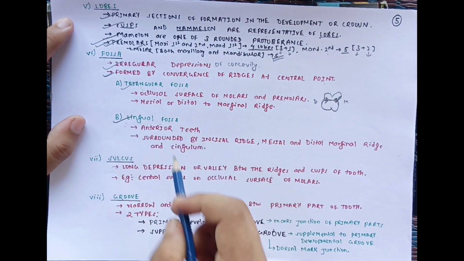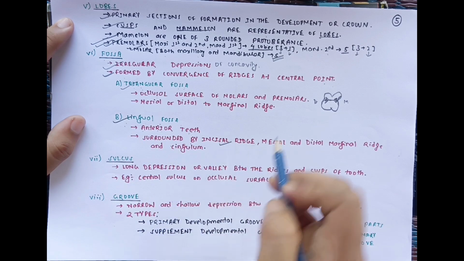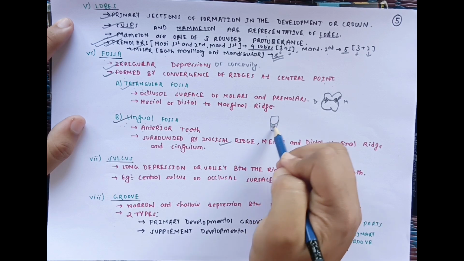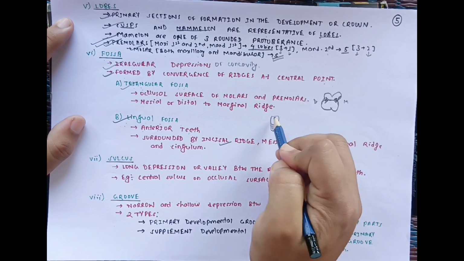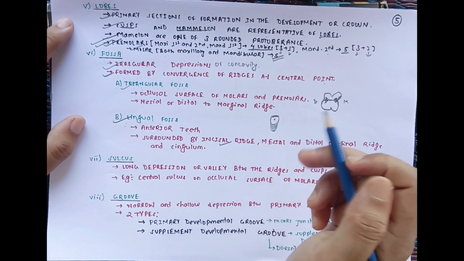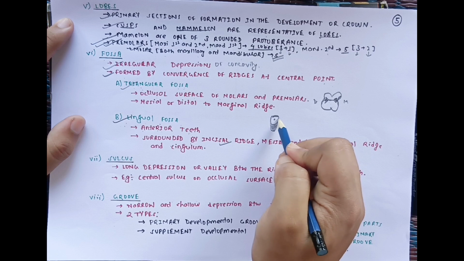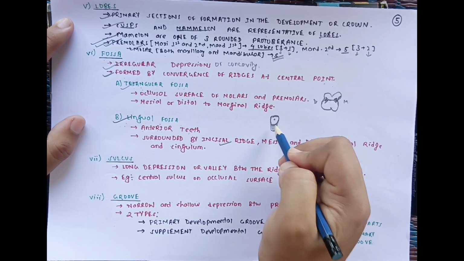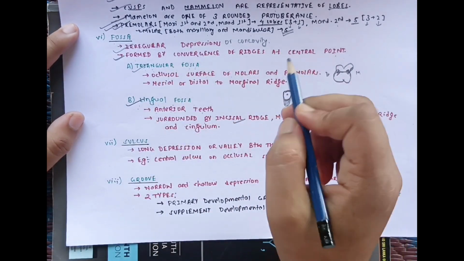Similarly, lingual fossae are present in anterior teeth, and they are surrounded by the incisal ridge at the upper portion. Let's take this as a cingulum, and this as a lingual fossa. So the lingual fossa is surrounded in the upper portion by an incisal ridge, on the mesial side by the mesial marginal ridge, on the distal side by the distal marginal ridge, and at the lower portion by the cingulum. So it is clear, I think.